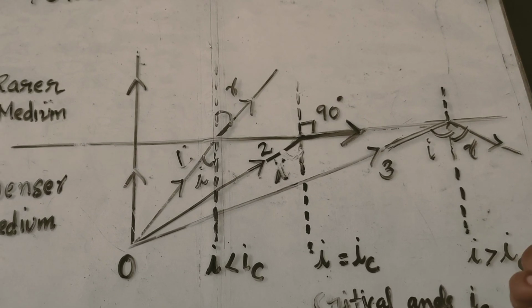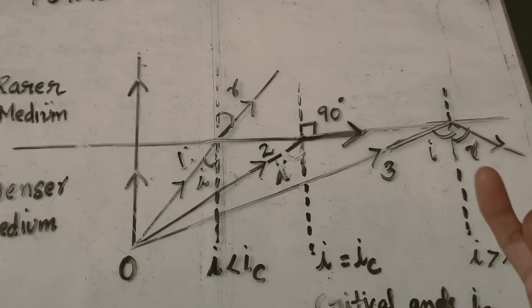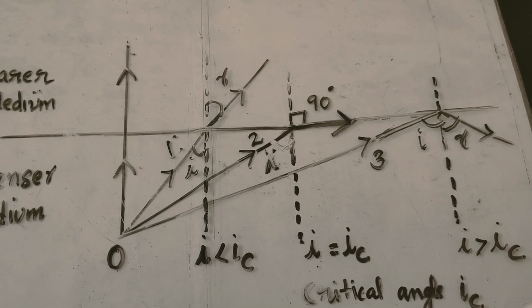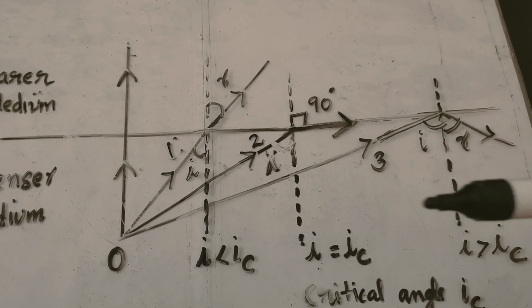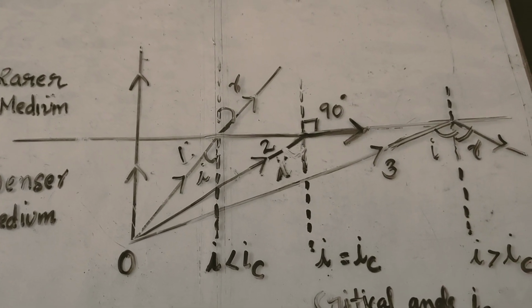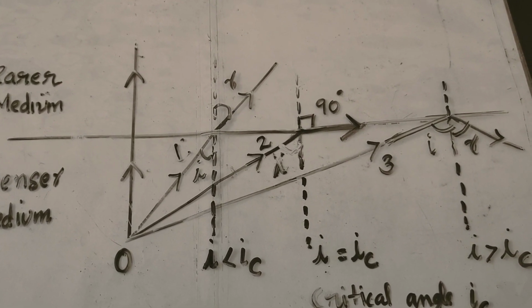Then what are the conditions under which this happens? The first one is that the angle of incidence must be greater than the critical angle. The second condition is that light must travel from denser medium to rarer medium. So this is about total internal reflection.